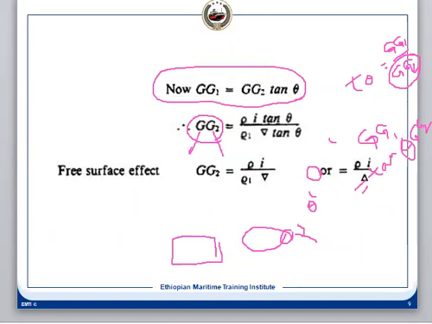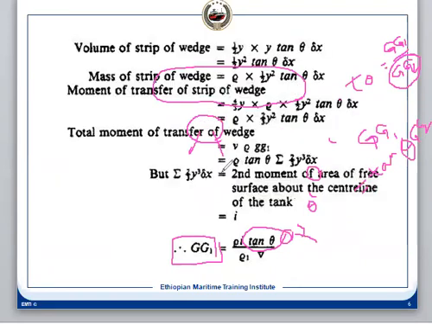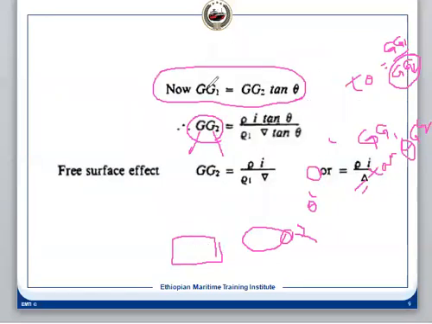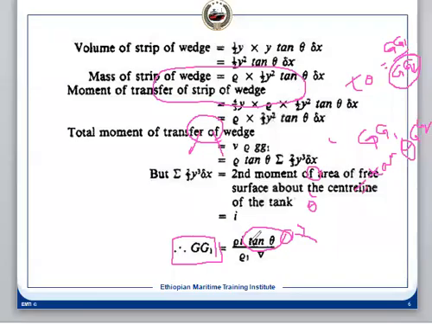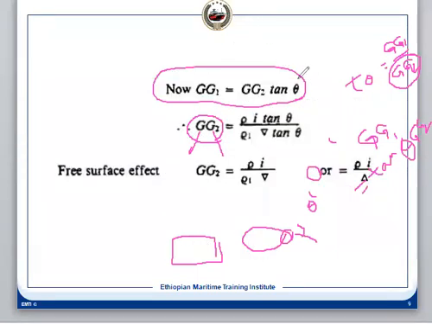Now what we have calculated as G1, we can equate here. We can write rho I tan theta divided by rho 1 inverse delta, that we can equate, and from there tan theta will get cancelled out. So G2 will be this, and that is the free surface effect.